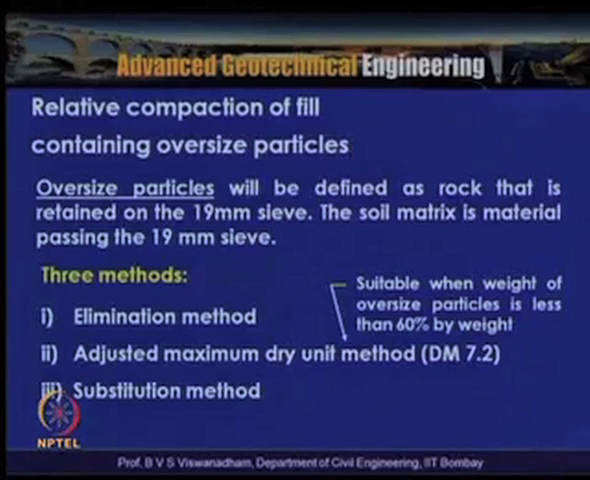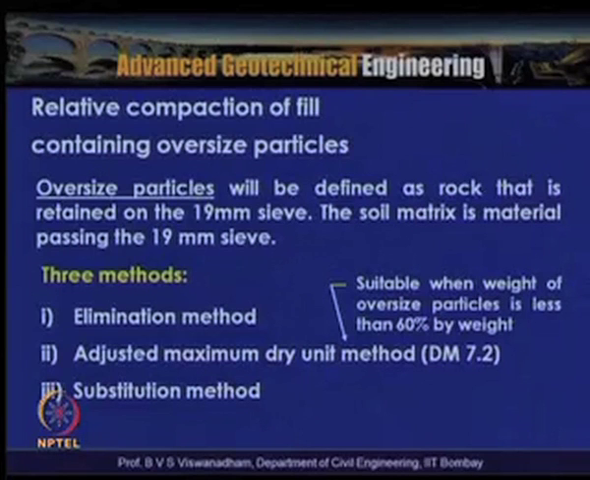So there are three methods. We will be discussing one method, that is the elimination method. These three methods are the elimination method, the adjustable maximum dry unit weight method, which is according to DM 7.2 and is suitable when the weight of the oversized particles is less than 60% by weight, and the substitution method. Out of these, with an increase in the oversized particle fraction, the total densities predicted by the elimination method will be on the higher side.